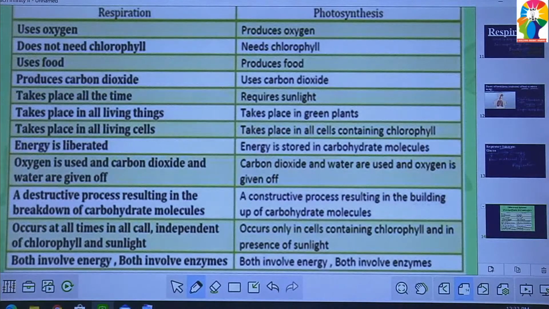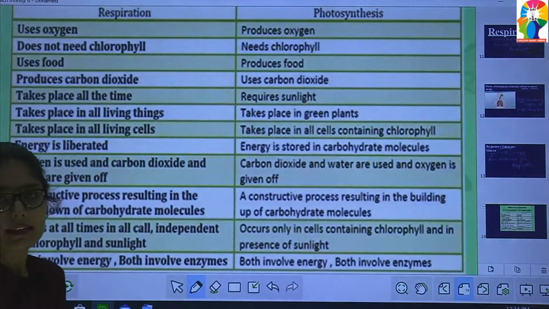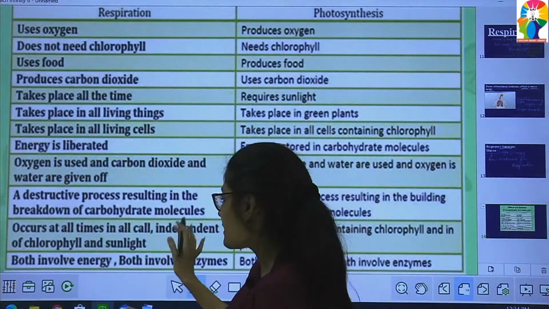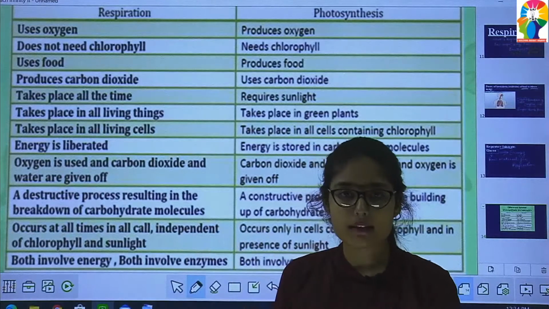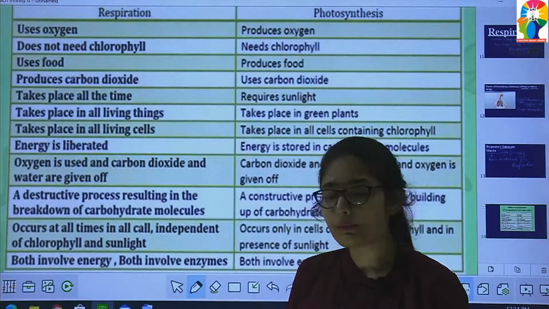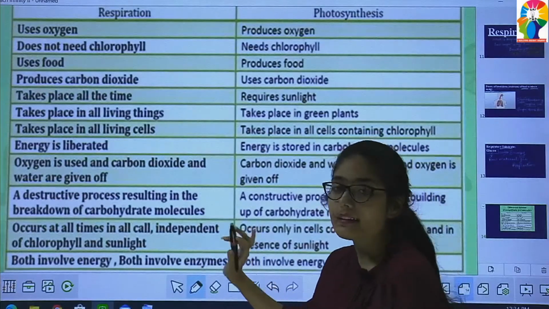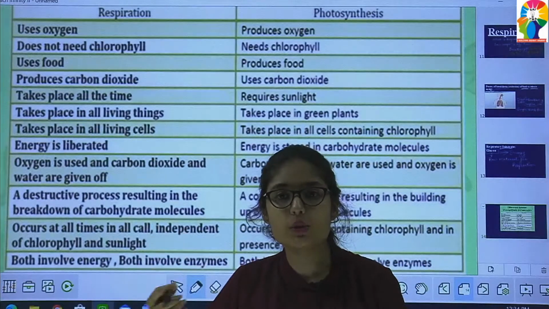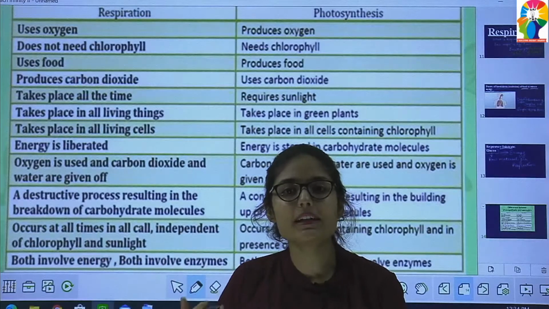Okay, now talking about the enzymes. What are enzymes? They are the biocatalyst. Yes, you all have answered correctly. What are enzymes? They are the biocatalyst. Now, what do they do? ये करते हैं कि they speed up a reaction. ठीक है, कोई भी प्रोसेस को ये क्या करते हैं? एंजाइम्स स्पीड अप करते हैं.